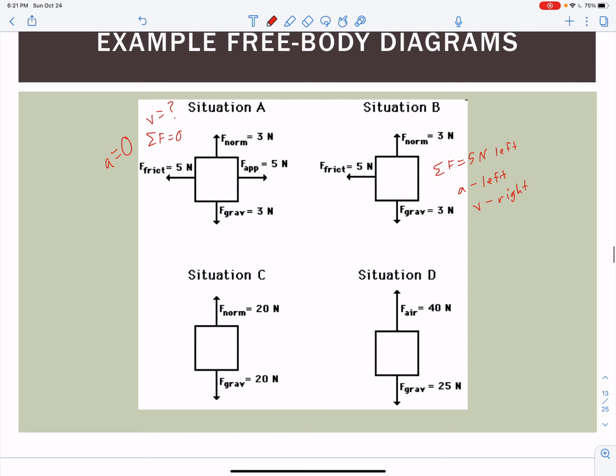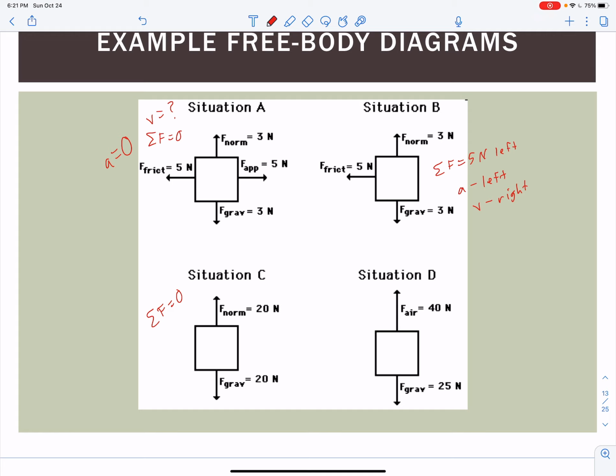In situation C, this could be just something sitting on the ground, right? It has a force of gravity pulling it down. It has a normal force. The surface is pushing it up. And so we know that the net force equals 0 in this particular situation. So it could be sitting on the ground, but it also might be moving. How could something in this situation actually be moving? Think about it for just a moment.